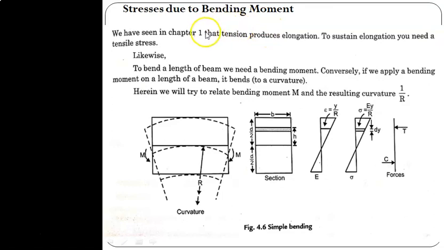Now stresses due to bending moment. We have determined stresses due to bending strain. After that we are going to see the stresses due to bending moment. Tension produces elongation; to sustain elongation you need a tensile stress. Likewise, to bend a length of beam we need a bending moment. Conversely, if we apply a bending moment on a length of beam, it bends to a curvature. Herein we will try to relate the bending moment M and the resulting curvature 1 by r.